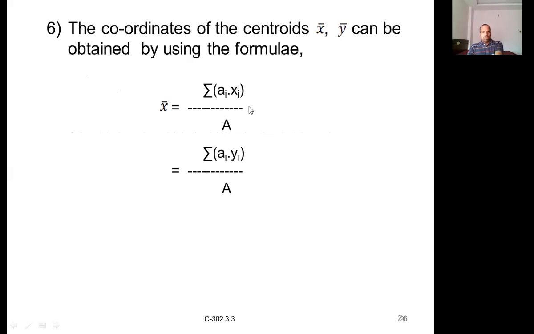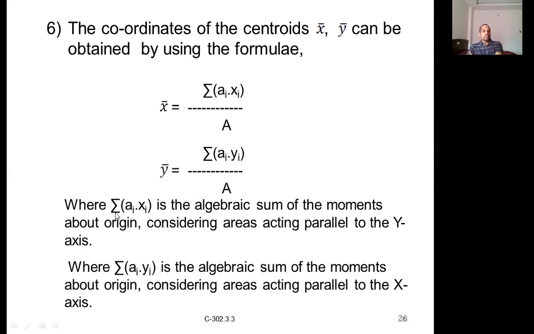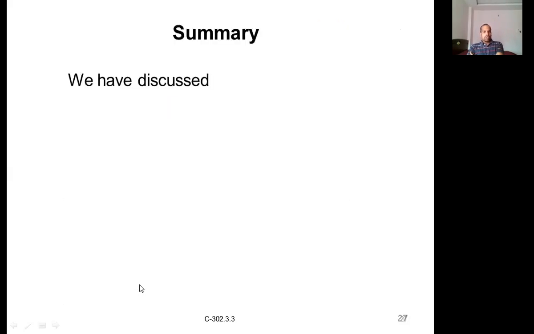The coordinates of the centroid, x bar and y bar, can be obtained by using the formula. x bar is equal to the sum of the moments of areas about the y-axis divided by the total area, and the sum of the moments about the x-axis divided by the area gives y bar. Here the algebraic sum of moments about the origin is considered, with the areas acting parallel to the y-axis and x-axis. So it is nothing but like this. This is how you have to calculate the numerical problems.